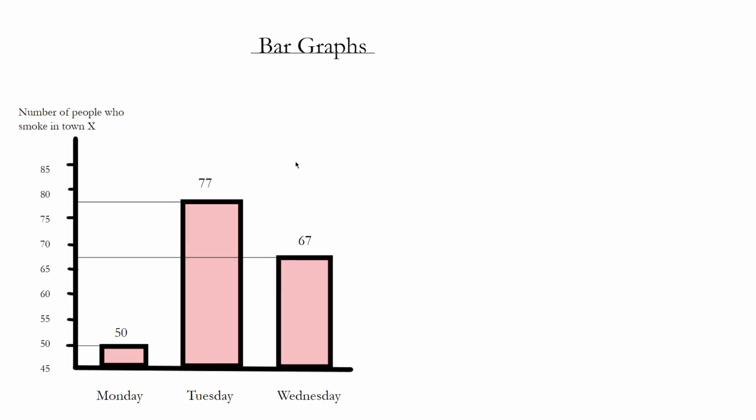Let's look at this example here. At first glance, the number of people who smoke in town X is a lot higher on Tuesday and Wednesday, and not as high on Monday. That's the information that comes to your eyes at first glance. But you slowly realize that this graph doesn't actually start at 0.